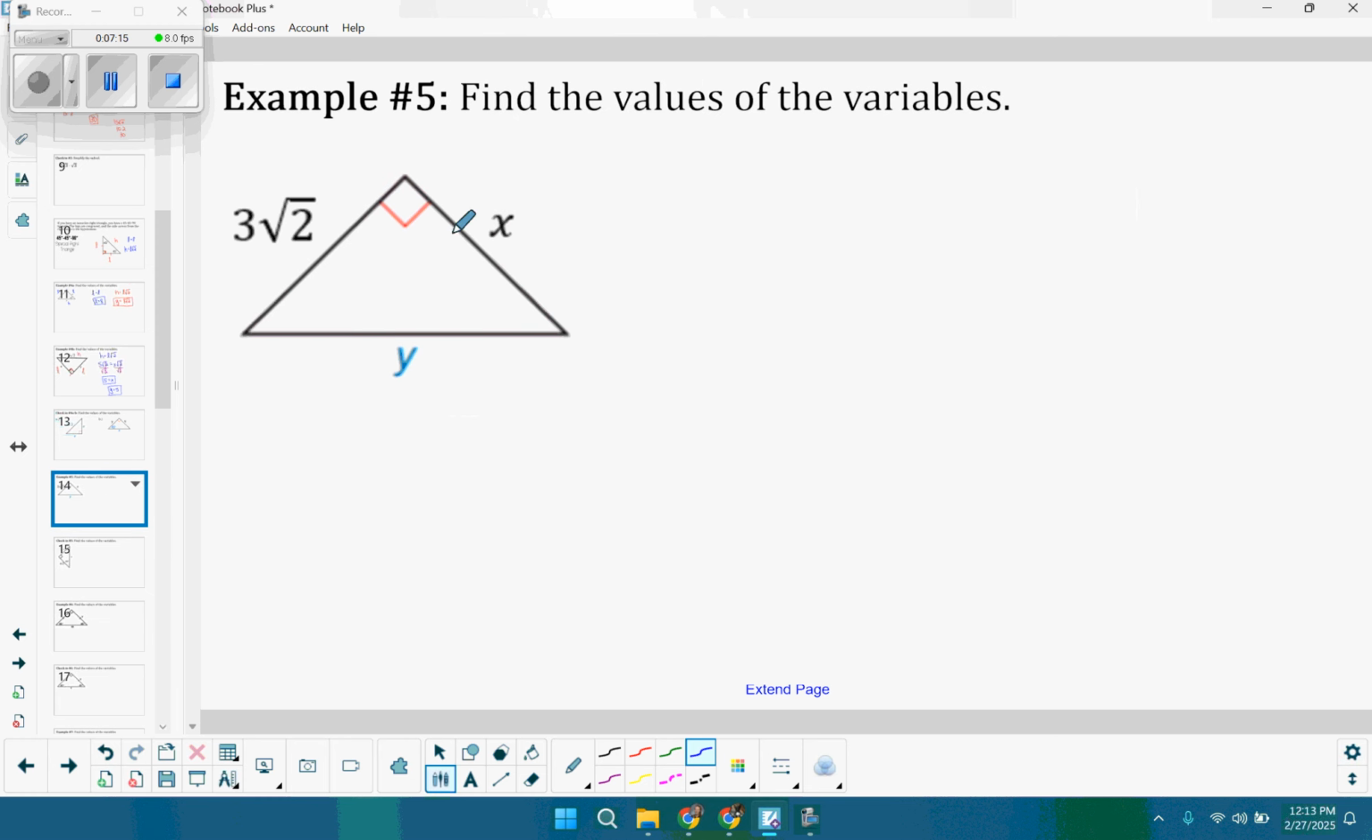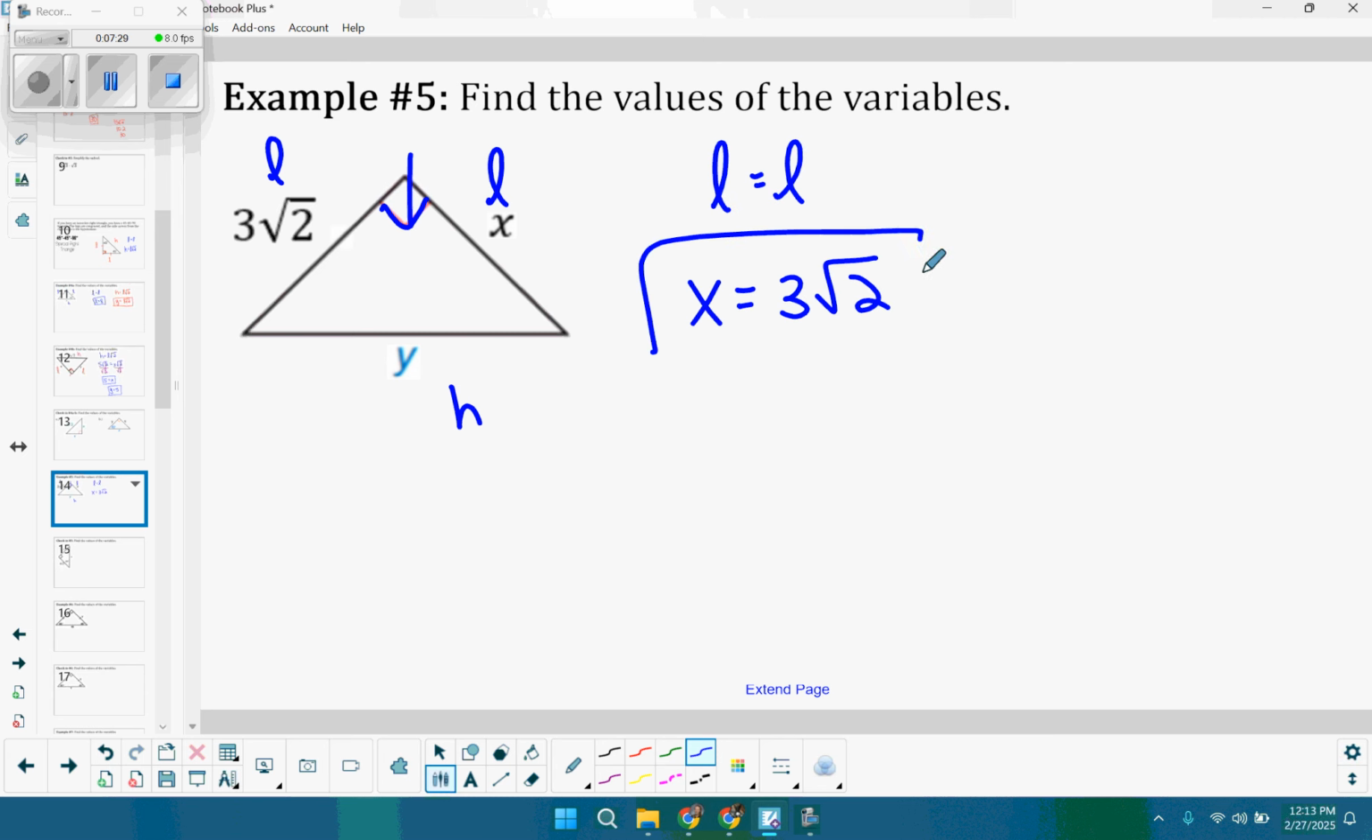Example 5. All right, across from the right angle is our H. This is an L and an L. So we're going to start with L equals L. So x equals 3 root 2. Nothing else to do for that.